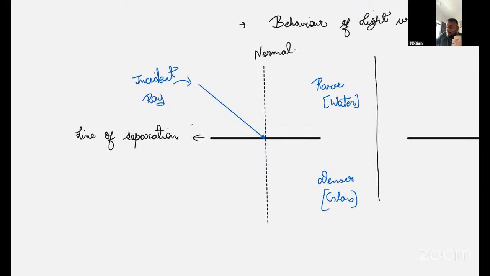So now, when light is traveling from rarer medium to denser medium, there is a bending of light, and the bending of light will be towards the normal. So repeat after me. We have to learn this, okay? When light is traveling from rarer medium to denser medium, it is going to look like this. This is how the bending will work. I'm repeating again: the light will move towards the normal.